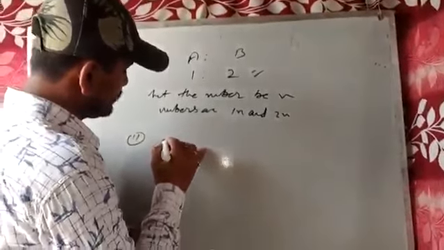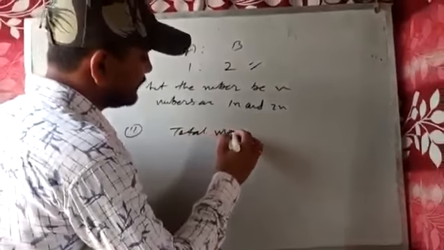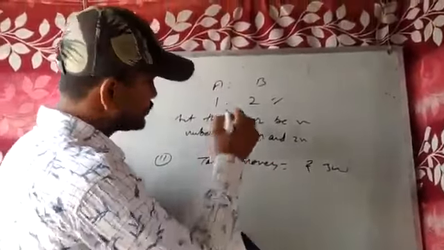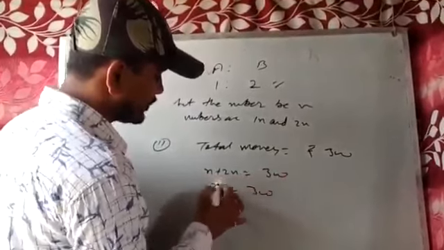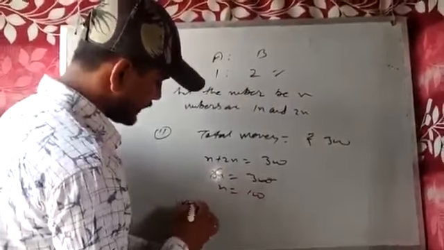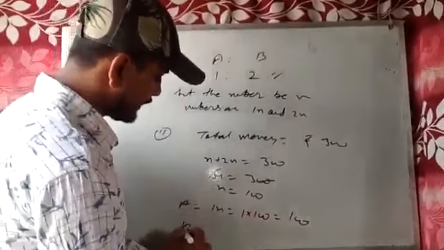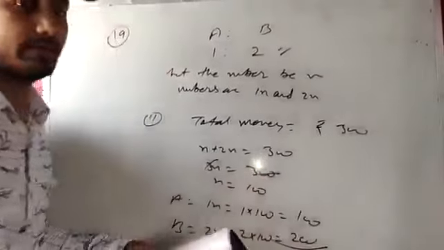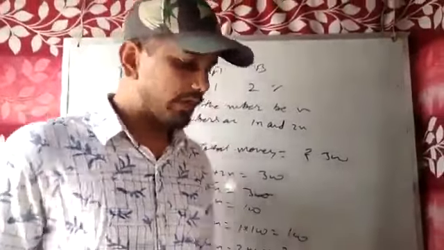And the second, the share of A and share of B. First of all, the total money is rupees 300. A to B ratio is 1:2. So I'll write x plus 2x is equal to 300. That means 3x equal to 300. We get the value of x equal to 100. So A is 1x, that means 1 into 100, A will get 100, and B is 2x, that means 2 into 100 equal to 200. Question number 20 is the same as question number 18. I hope you can solve it. Now I'll solve question number 21.